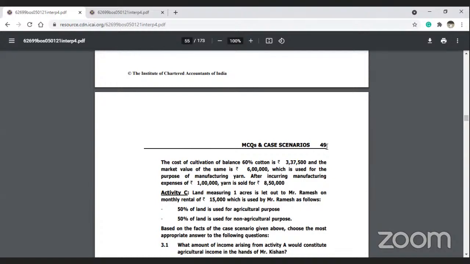Yes, I understood. From the yarn sale, which is 8,50,000, you will reduce 6 lakh, that is the market value of that 60%, and minus 1 lakh. So 1,50,000 will be your business income. Yes, but that is not in the option.